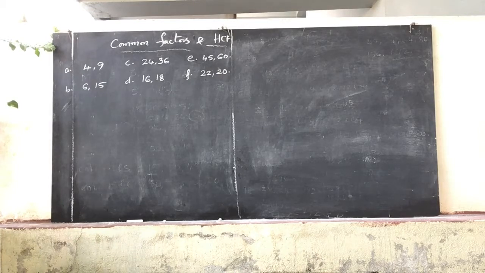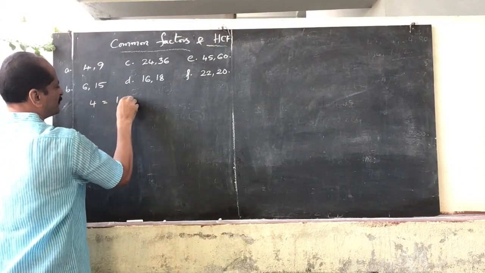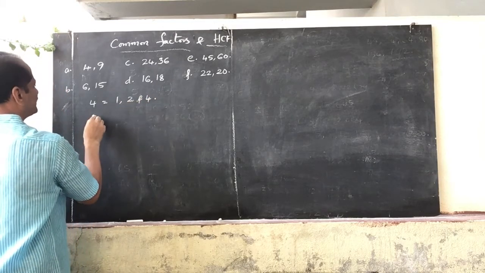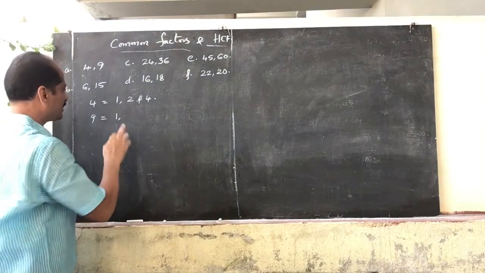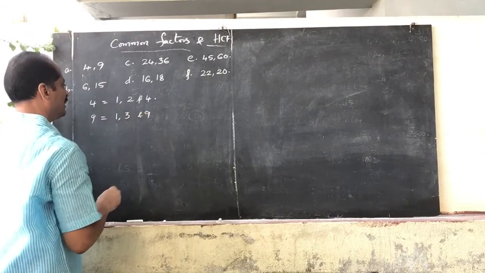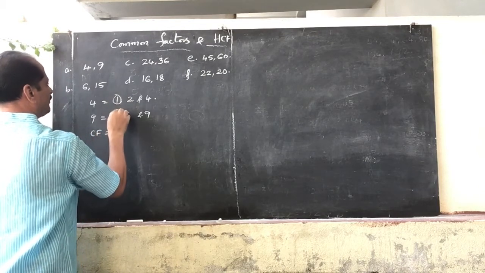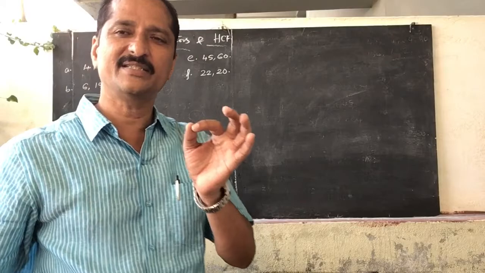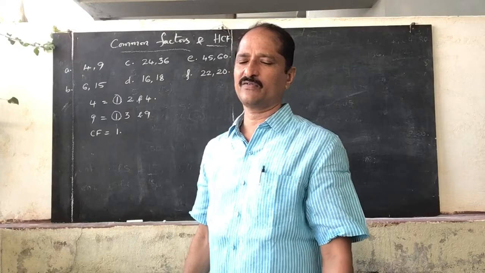Now find out the factors of 4 and 9. The factors of 4 are 1 4 is 4, 2 2s are 4. So 1, 2 and 4 are the factors of 4. And coming to the factors of 9, 1 9 is 9, it is not divisible by 2, 3 3s are 9. So 1, 3 and 9 are the factors of 9. Now in these two, the common factor of 4 and 9 is only 1. So this is the common factor and this is the highest common factor also. One is the least and the highest common factor of 4 and 9.